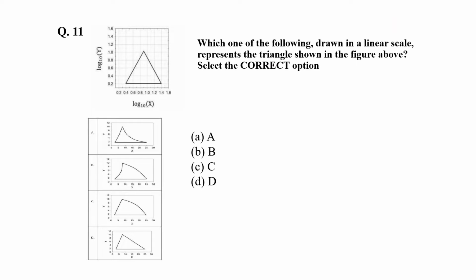Question number 11. Which one of the following drawn in the linear scale represents the triangle shown in the figure above? Select the correct option. So the correct option is option A.